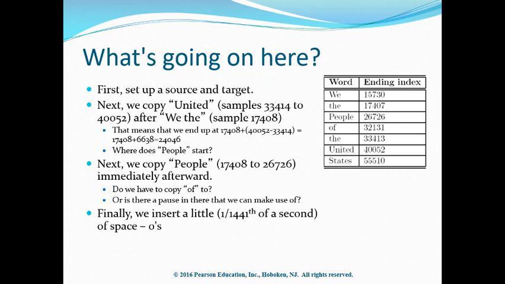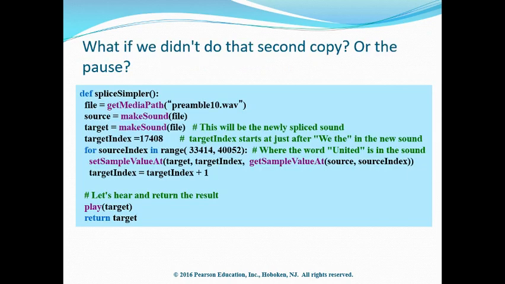So first we set up a source and a target. Next we copy United, the sample 33414 to it's the range of 33414 to 40052. And then we want to copy it after we the, which is sample 17408. That means we do some weird math, and then I don't know where the people starts. So then we copy people 17402 and then to 26726 immediately afterwards. Finally, we insert a little space just to give it a slight break, and then we put it all together.